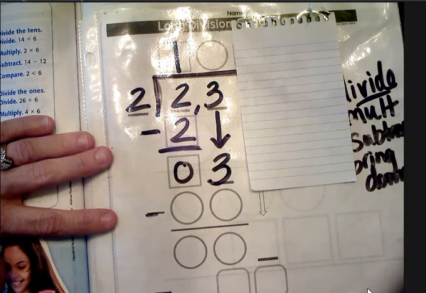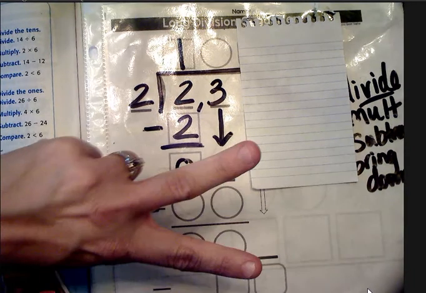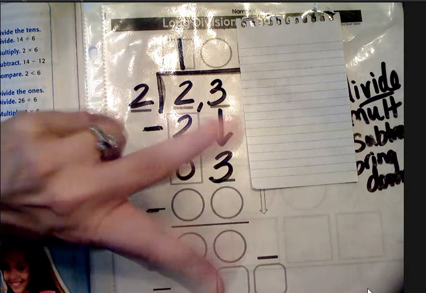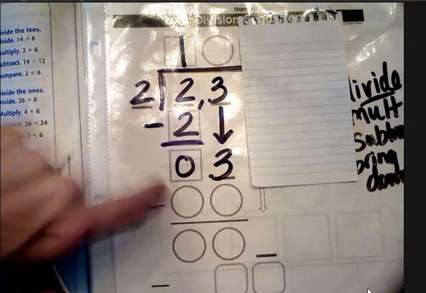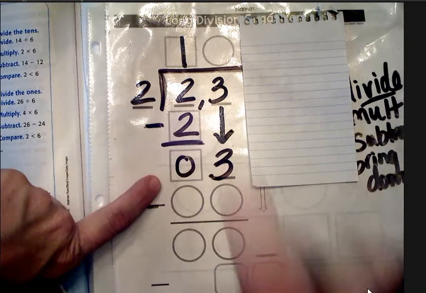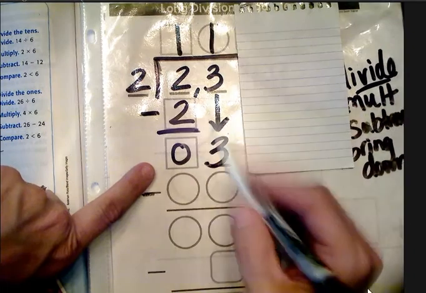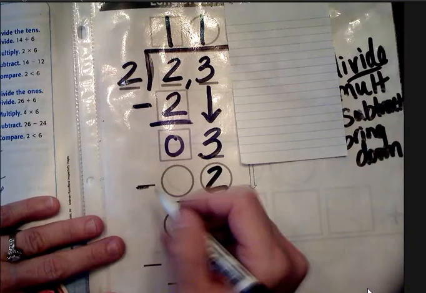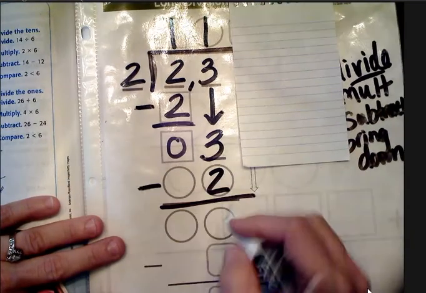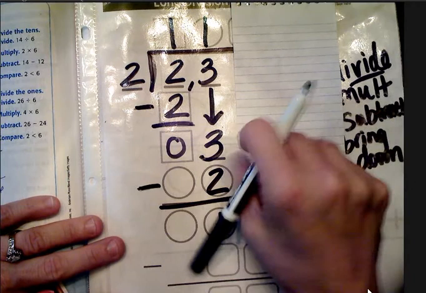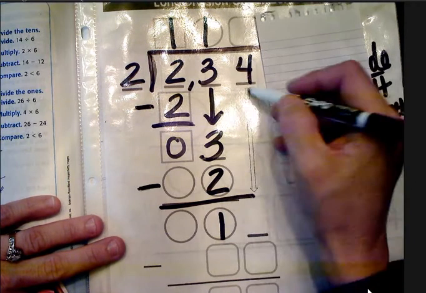How many times does 2 go into 3? Or 3 divided by 2? And remember, it can't go over. So 2 times 1 is 2. 2 times 2 is 4. 4 is too big. I need it 3 or under. So it's just going to fit 1 time again. Multiply. 1 times 2 is still 2. 3 minus 2 is 1. And now I bring down my next digit. I've got a 4.